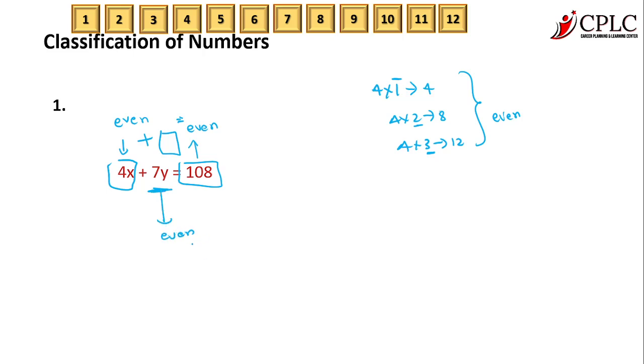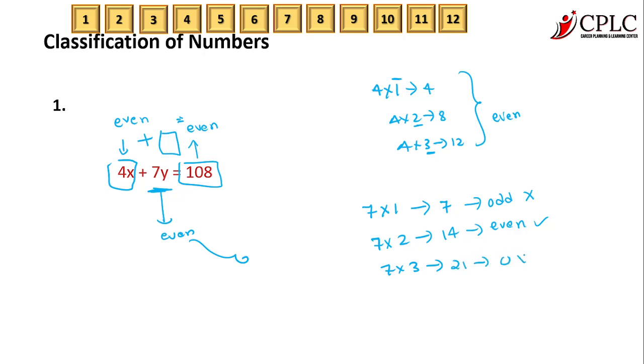So it has to be even only. So this 7y has to be even. Now think about this. If I substitute y as 1, 7 ones are 7 and that becomes odd, which we do not want. We want 7y to become even. But if we substitute y as 2, 7 twos are 14, which is even, which is what we want. 7 threes are 21, odd, we do not want. But 7 fours are 28, we want because it is even.